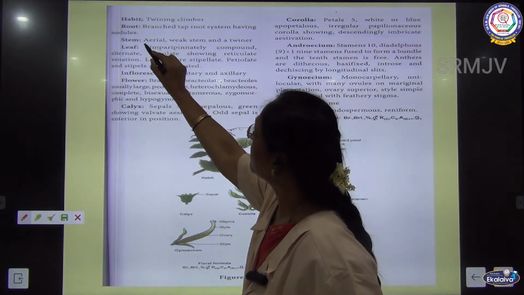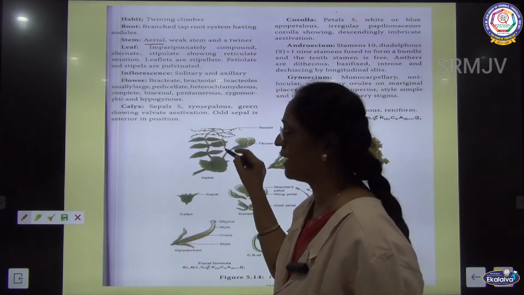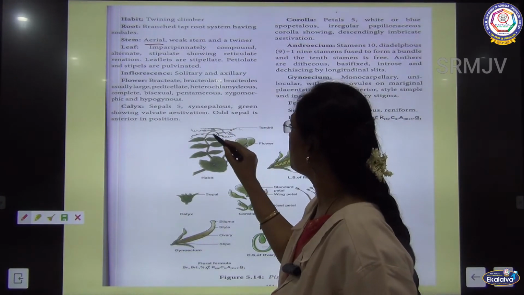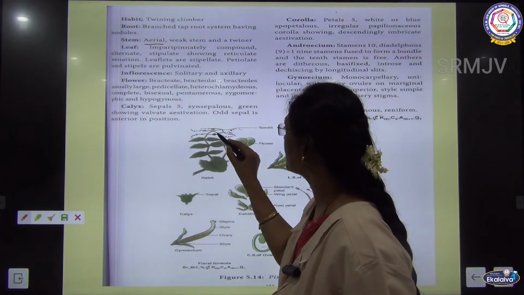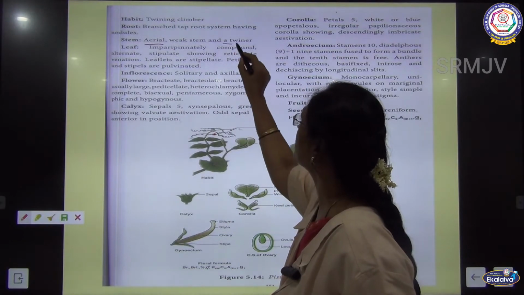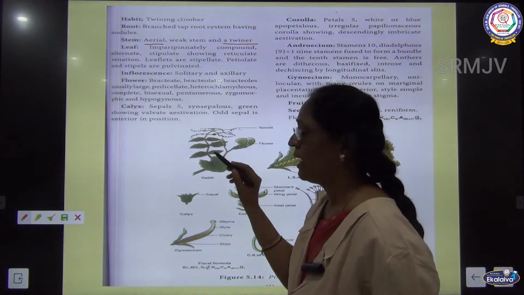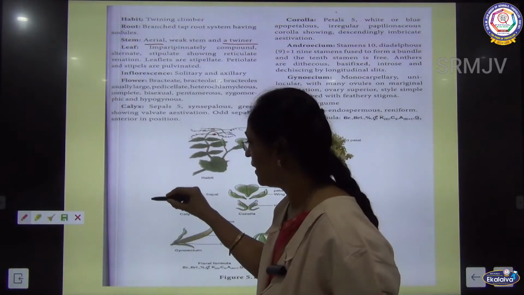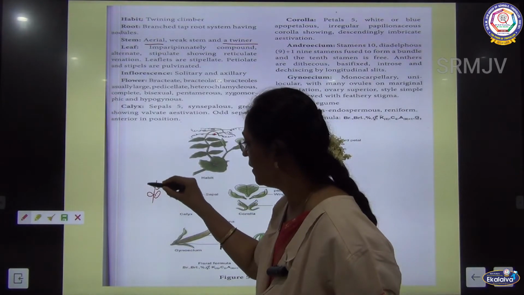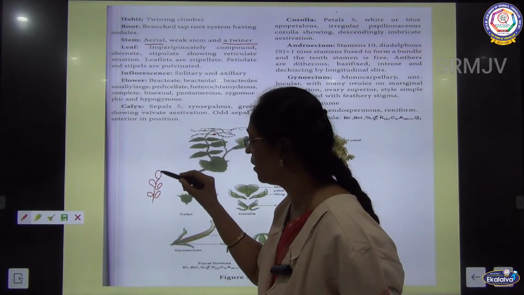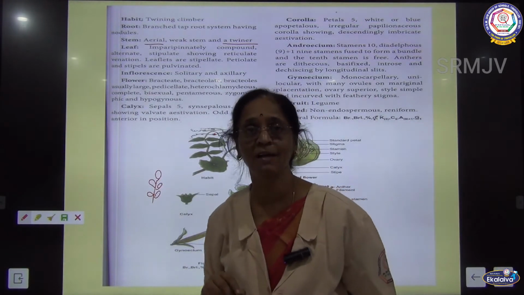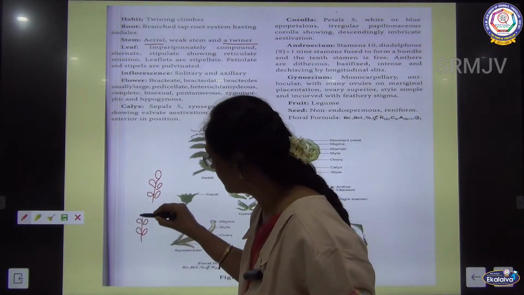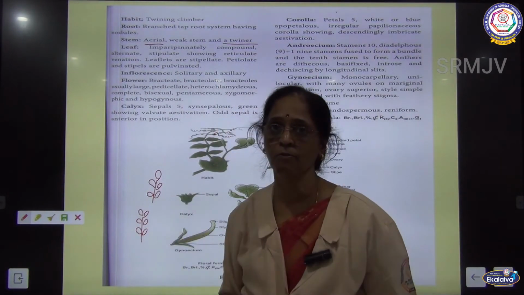When we talk about the stem, it is aerial and weak. You will find that this weak stem is supported by tendrils, so they are twiners. And the leaves are imparipinnate. Imparipinnate means if 5 leaflets are there, you will find one odd one which is being left out. You call it imparipinnate. If it is equally arranged like this, you call this a paripinnately compound leaf.